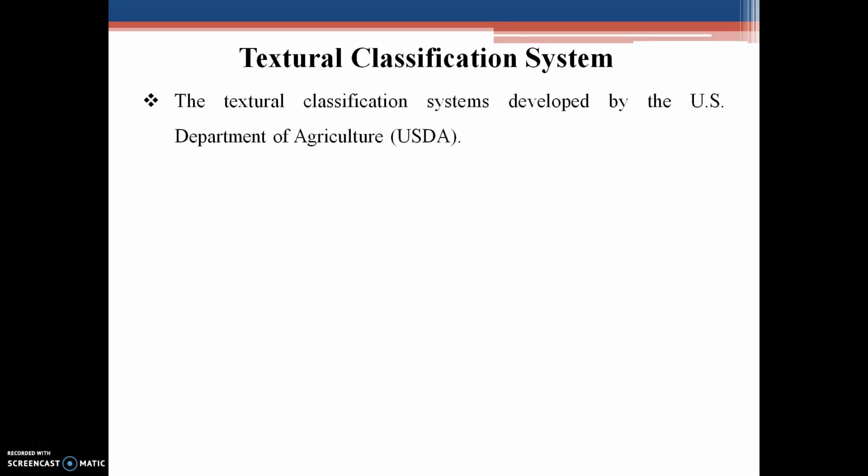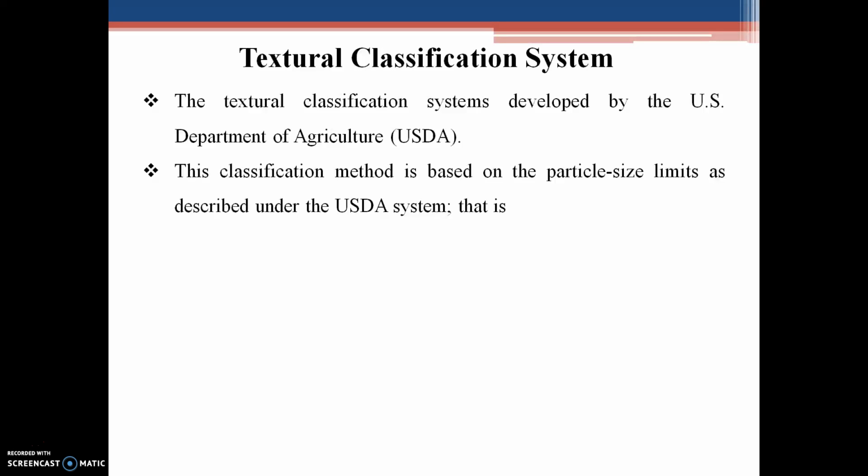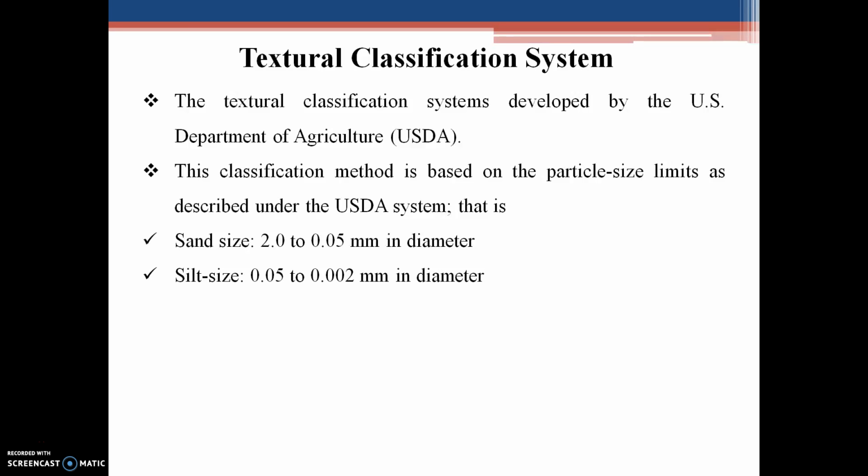Next is the textural classification system. Now, this system was developed by the US Department of Agriculture, USDA. Again, in this system, the classification is done purely on the basis of particle size. But the particle sizes are fixed in this system. That is, the sand should be between the size of 2 mm to 0.05 mm in diameter. Silt size should be between 0.05 mm to 2 micron in diameter, and clay size should be smaller than 2 micron in diameter.